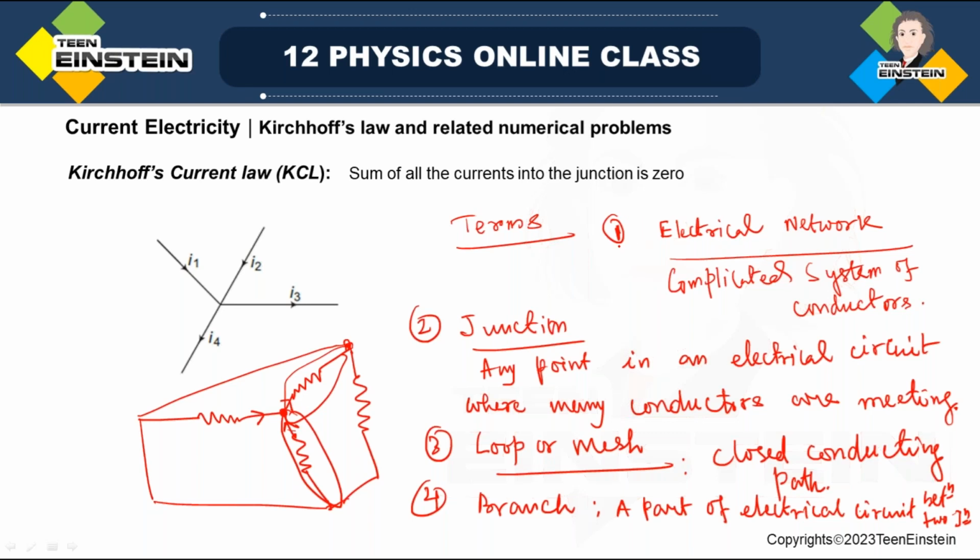So what we have learned: electrical network, that is a complicated system of conductors. Then junction, any point in the electrical circuit where many conductors are meeting. Then loop or mesh, that is a closed conducting path. And branch, a part of an electrical circuit between two junctions. These are a few terms I need to use while teaching Kirchhoff's law. You need to know these terms.